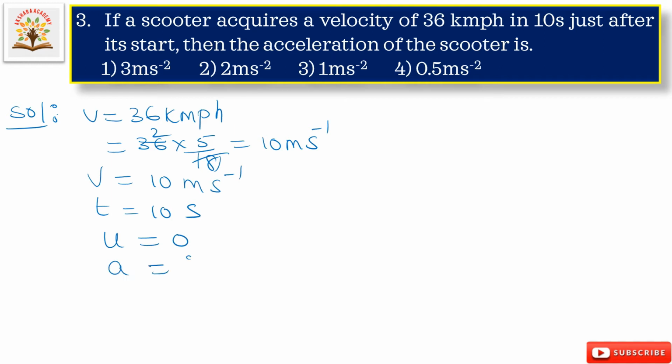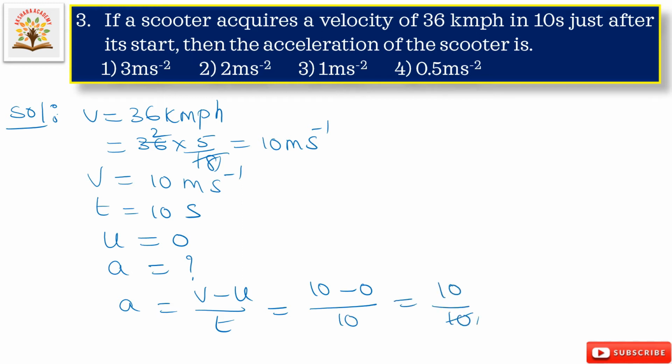So a is equals to v minus u by t. v nothing but 10, u 0, t 10 seconds. 10 minus 0, 10. 10 by 10, 10 10 gets cancelled, 1. So therefore a is equals to 1, acceleration of the scooter is 1 meters per second square.